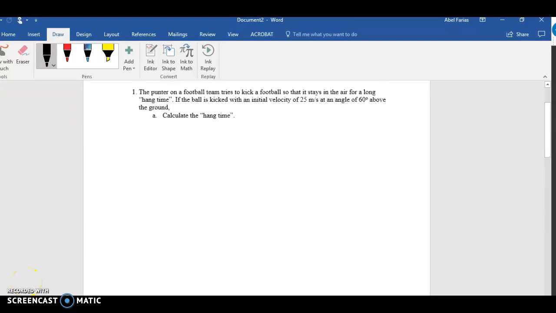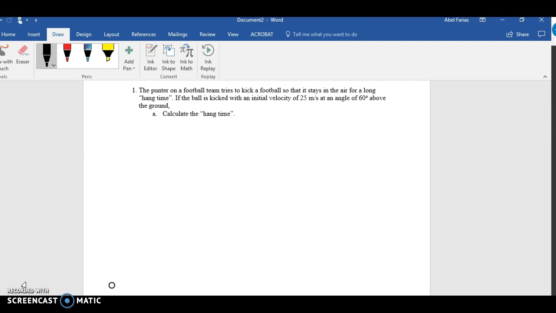Okay, so we are working with the homework problems. A punter on a football team tries to kick a football so that it stays in the air for a long hang time. If the ball is kicked with an initial velocity of 25 meters per second at an angle of 60 degrees above horizontal, let's calculate the hang time.